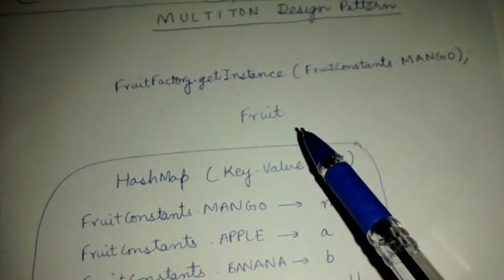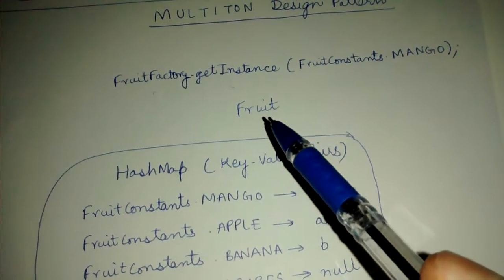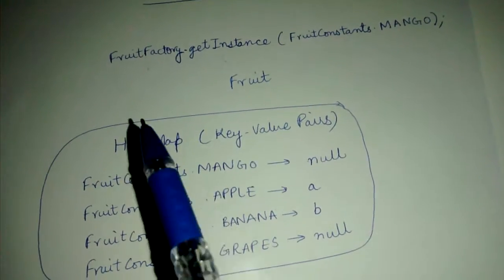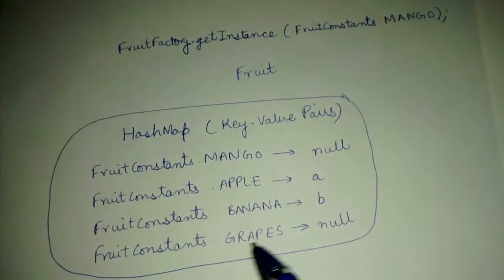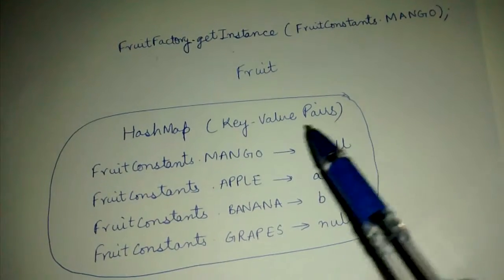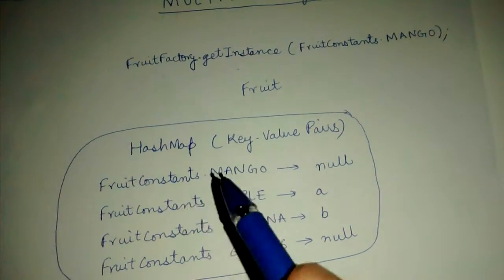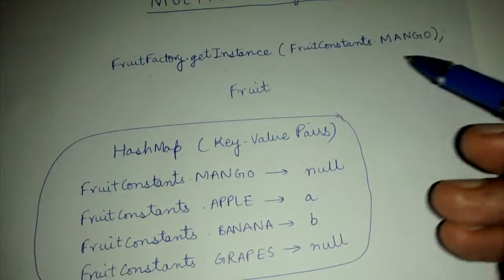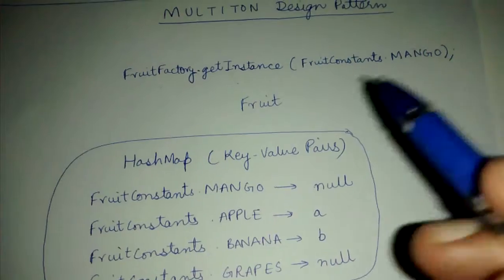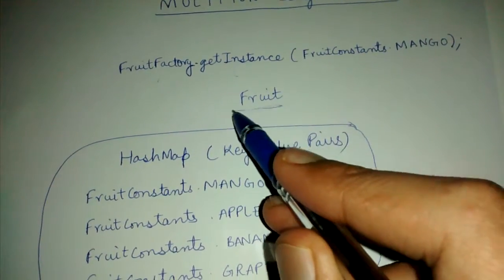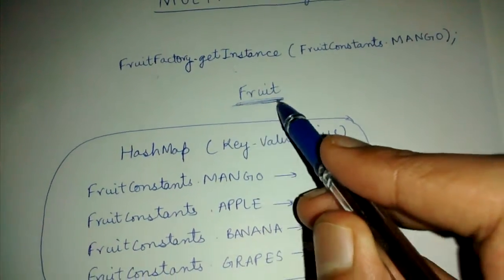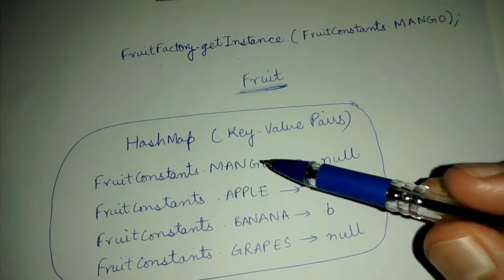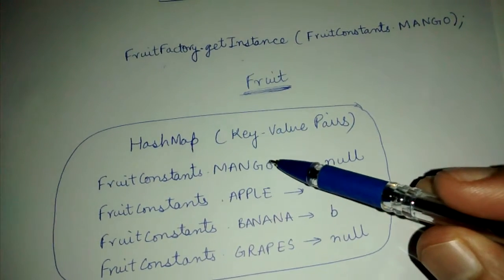So this was the case with the singleton pattern, but if we talk about this multiton pattern, it maintains a hash map internally, that is, key value pairs. So it can give us multiple objects, so we can create multiple instances of the Fruit class, but only a single instance will be created for a single key.